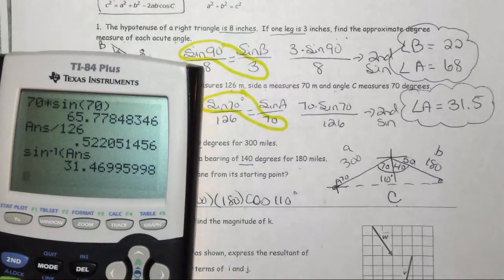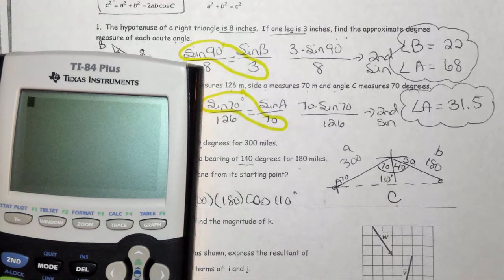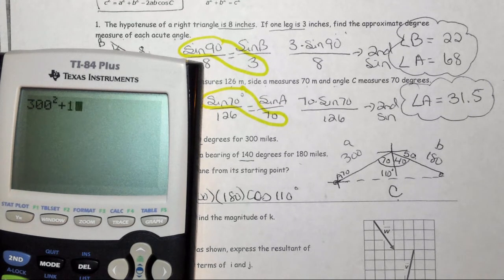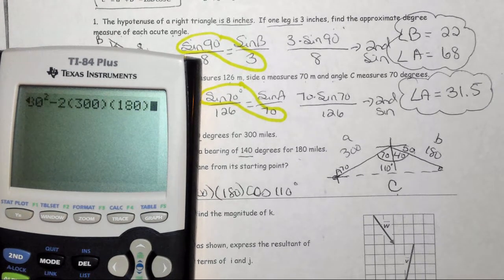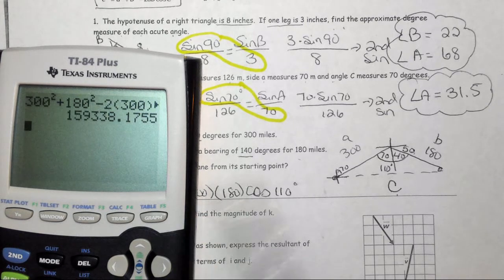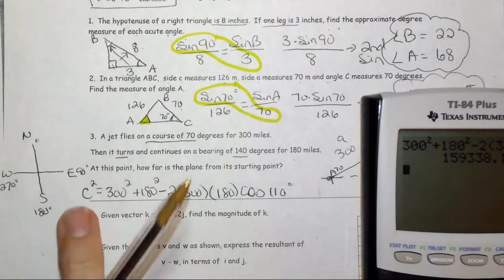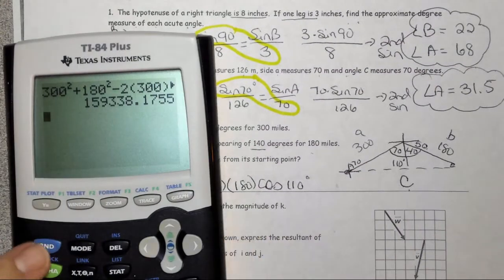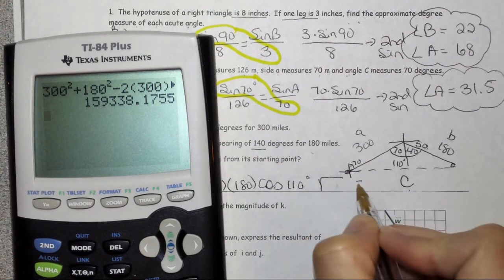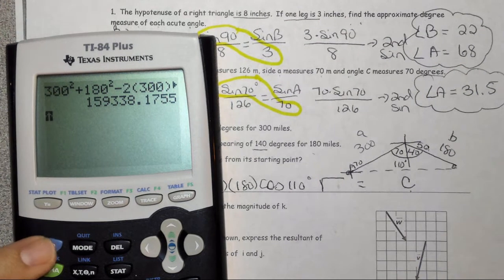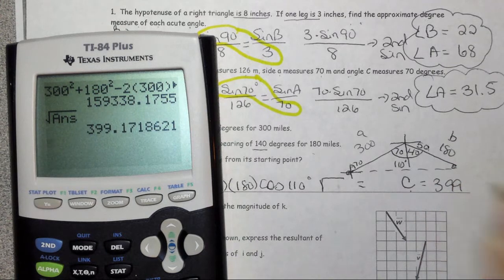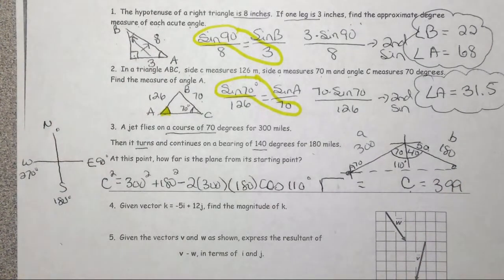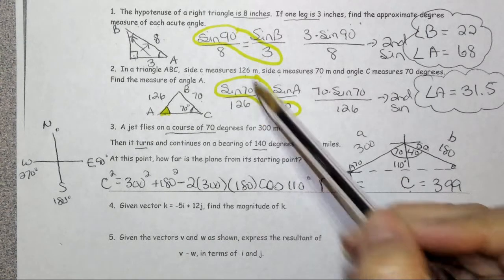So I'm going to go type that in my calculator. So we're going to have 300 squared plus 180 squared minus 2 times 300 times 180 times cosine of 110. And we get this giant answer, but what you have to remember is that it's C squared. I want C. So I need to square root whatever answer I get before I'm done. So I'm going to second x squared, second answer. So it's 399 miles.